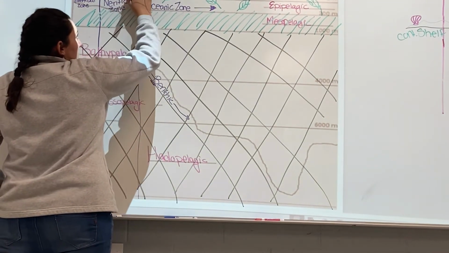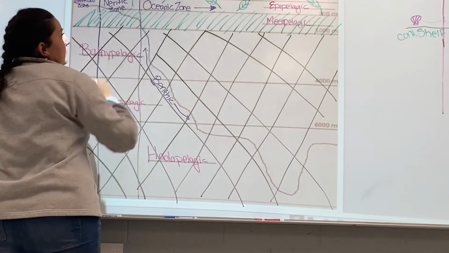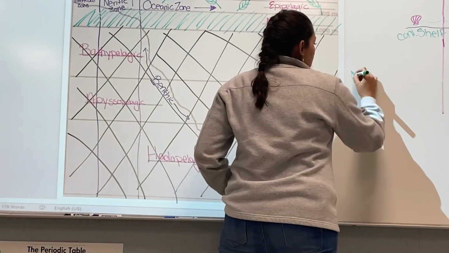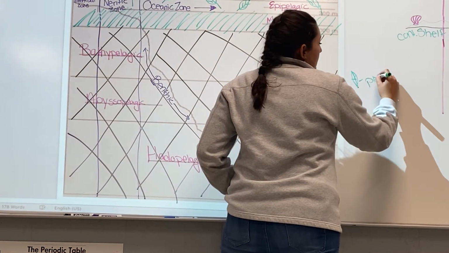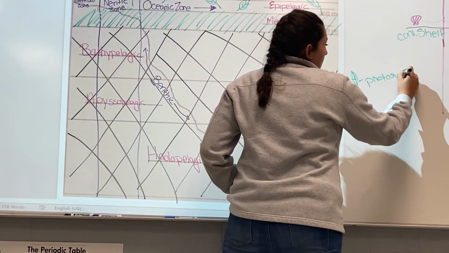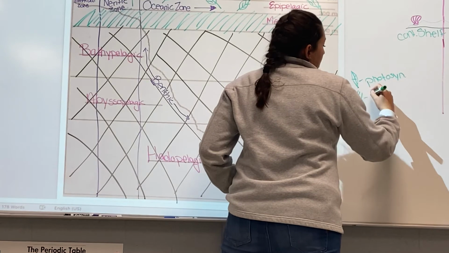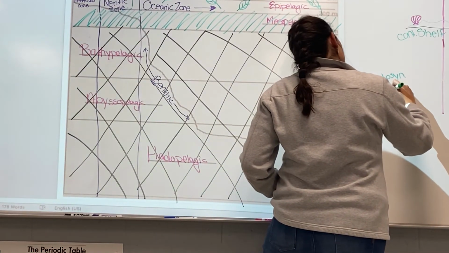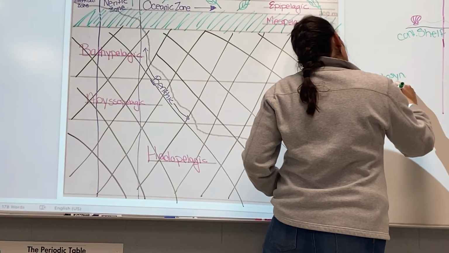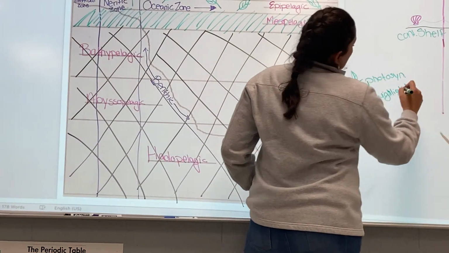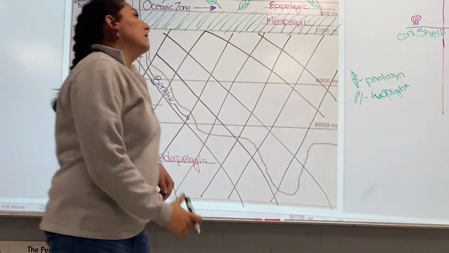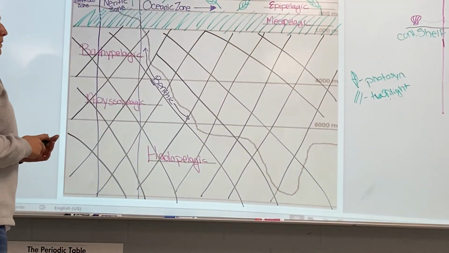Just make sure, if you do what I'm doing, to make me a key and say like the leaf represents photosynthesis, the stripes represent twilight. I don't know how to spell twilight. We're going to go with that. So on and so forth.